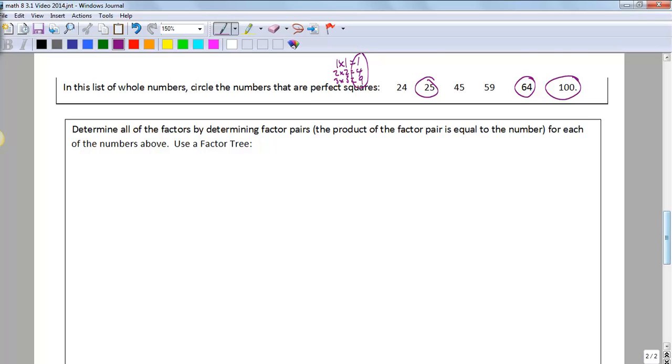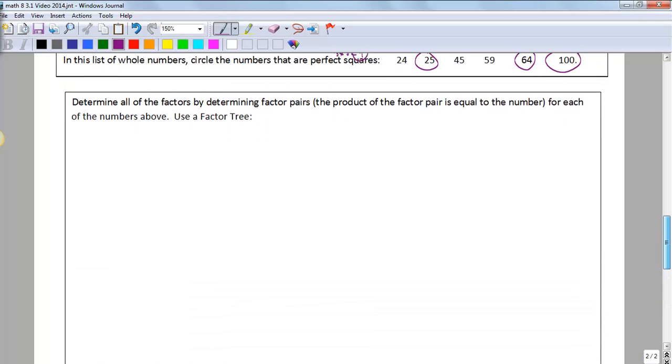So this big empty space below is for you to do some factor trees. Now you may or may not remember this, so we'll go through a couple together. So determine all the factors by determining the factor pairs. The product, right, the answer to a multiplication question, of a factor pair is equal to the number. All right, lots of jargon. What they want you to do is to take the number 24 and determine the factors.